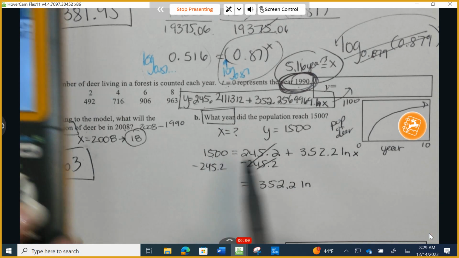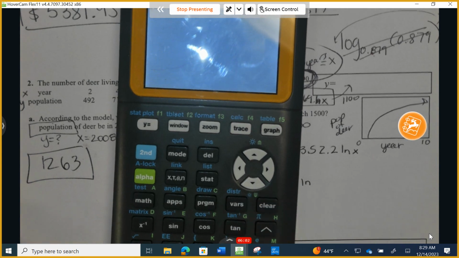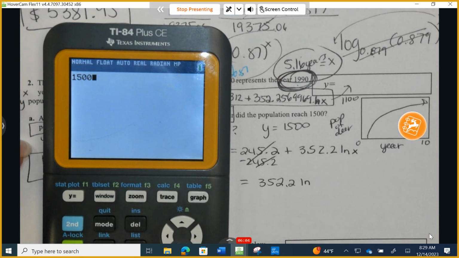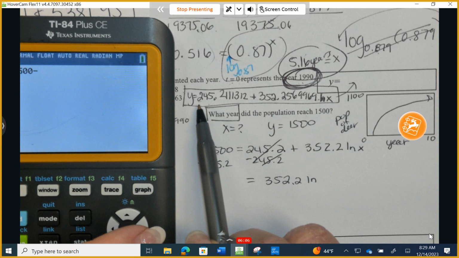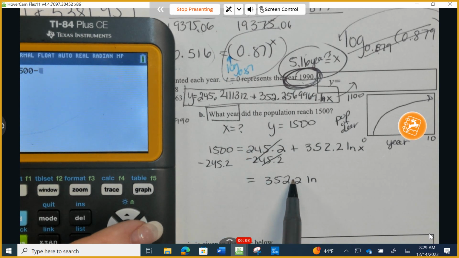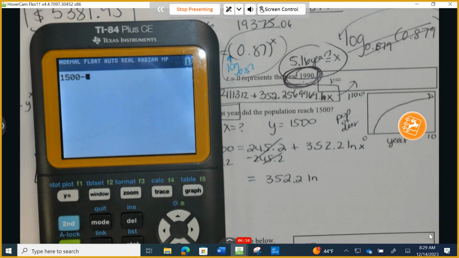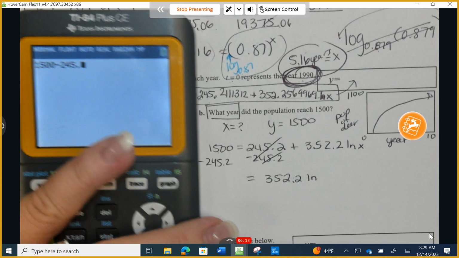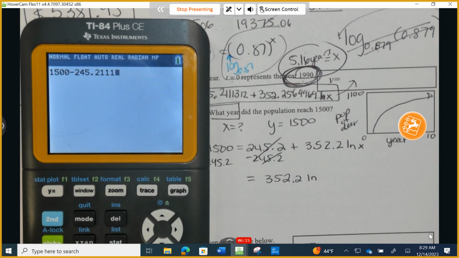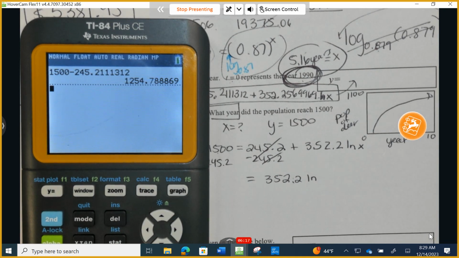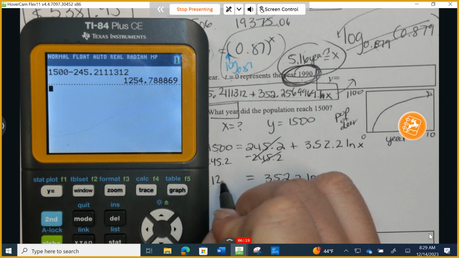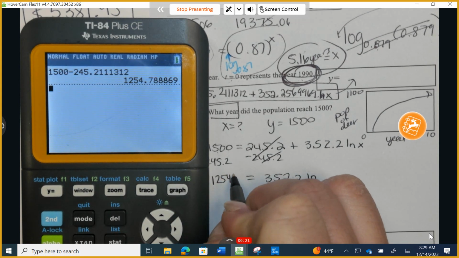So at this time, I'm going to take 1500, and I'm going to move it down so you can see. I'm going to take 1500, and I'm going to subtract this entire amount, not the rounded number, this entire amount. So 245.2111312. Okay, and as I write it down, this is me being a little bit lazy. I'm just going to round to the nearest tenth.